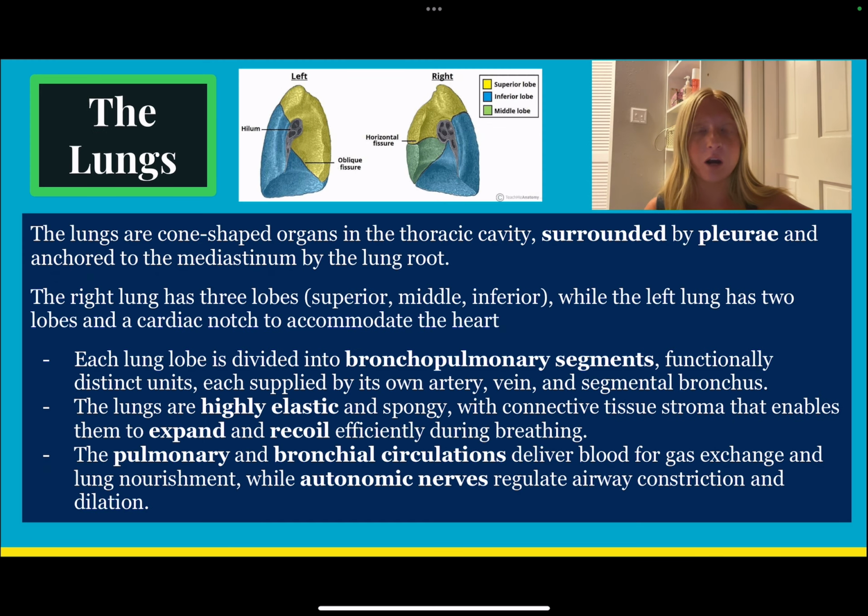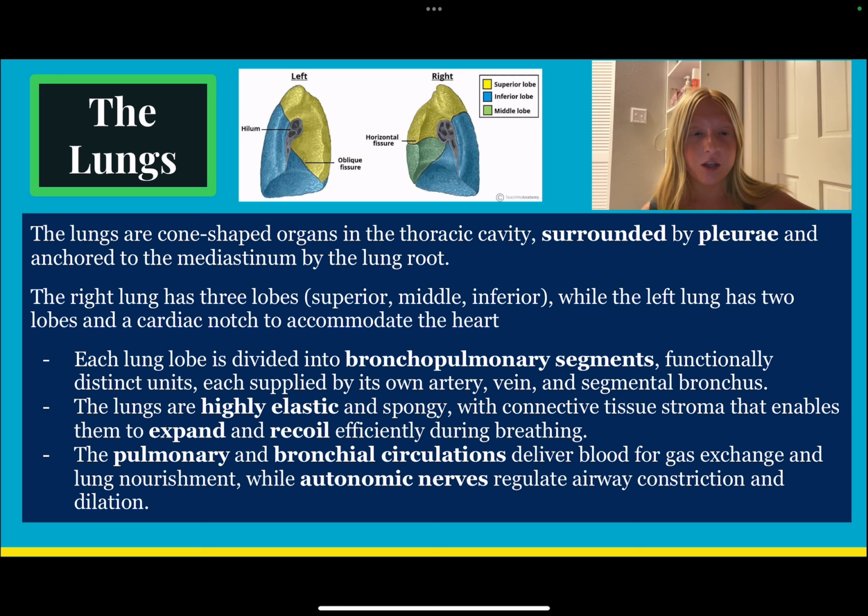The lungs are cone-shaped organs, and they are surrounded by pleurae and anchored to the mediastinum by the lung root. The right lung has 3 lobes, which you can see in yellow, green, and blue, while the left lung only has 2, as you see with blue and yellow.